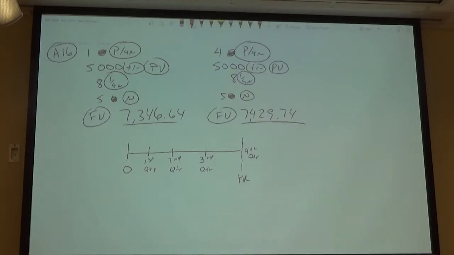All right. Part C. In comparing A and B, how much additional interest do you earn? They ask you to go ahead and do the math. So 74, 29, 74, 73, 46, 64. $83.10, okay? And then, you do it: what are the effective annual yields for each investment?